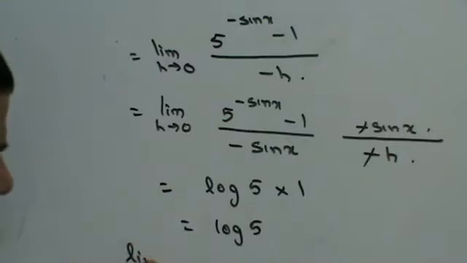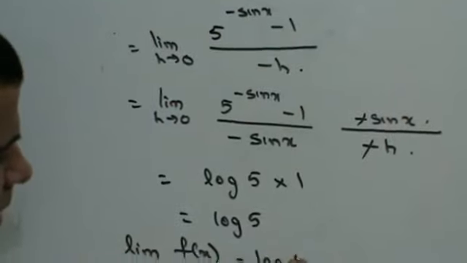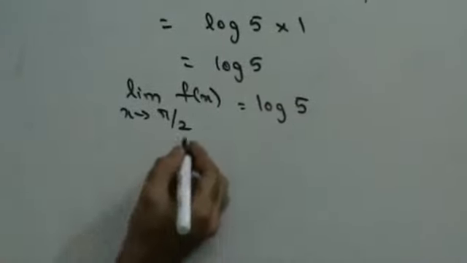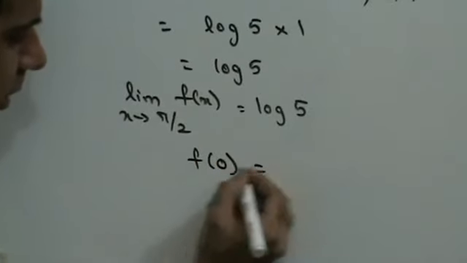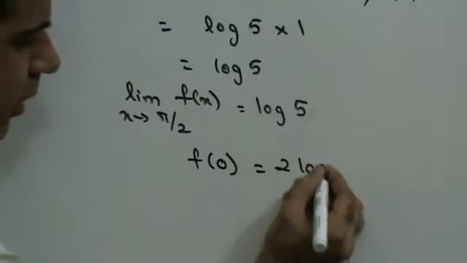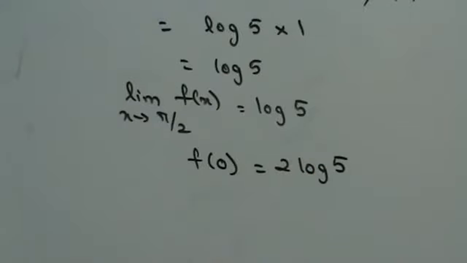So you have found out that limit of f of x as x tends to pi by 2 is log 5. And right in the beginning of the sum they have given you that f of pi by 2 is 2 log 5. Right?